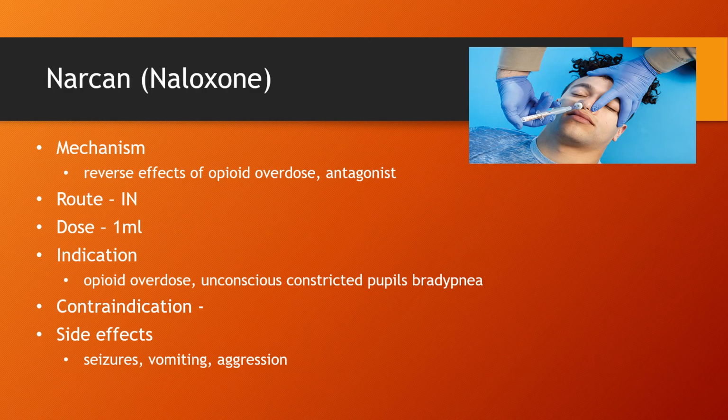Narcan is given in the nose. This is to reverse opioid overdoses. And how do you know somebody has an opioid overdose? If they're unconscious, with snoring respirations, and you notice constricted pupils, that's the big sign that your patient needs Narcan. Just know that Narcan can in turn also cause seizures, vomiting, or aggression because you're taking their high away. If they are an addict, this could be really dangerous.